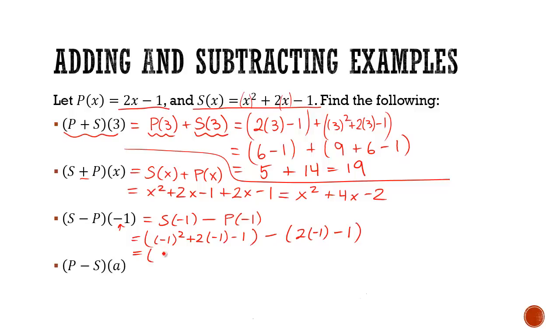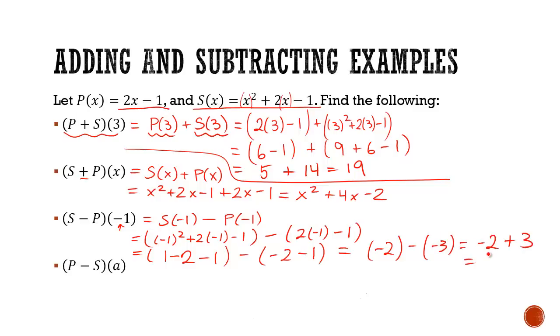So here we've got 1 minus 2 minus 1 minus, in brackets, negative 2 minus 1. So we need to complete the brackets first. 1 minus 2 is negative 1, minus 1 will be negative 2, minus, in brackets, negative 2 minus 1, which is negative 3, leaving us with negative 2 plus 3, which is 1.